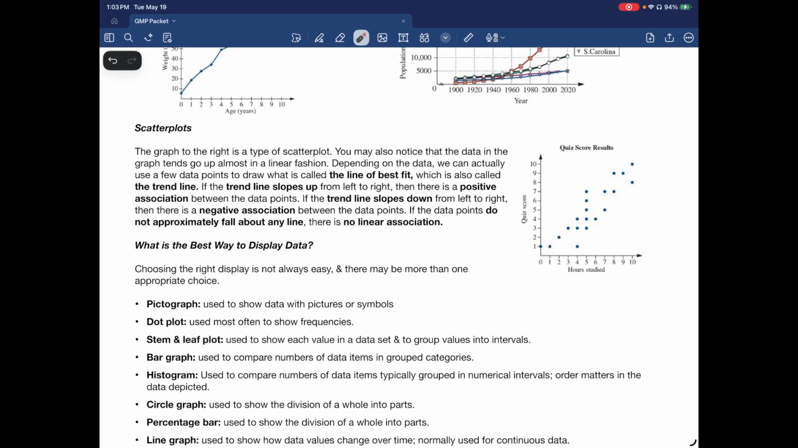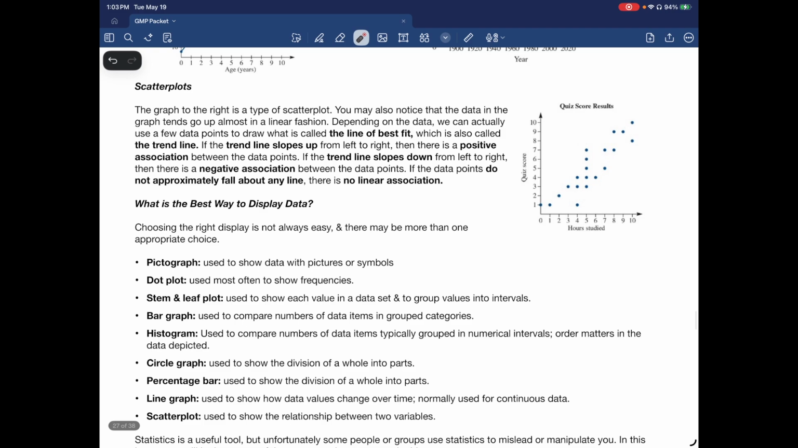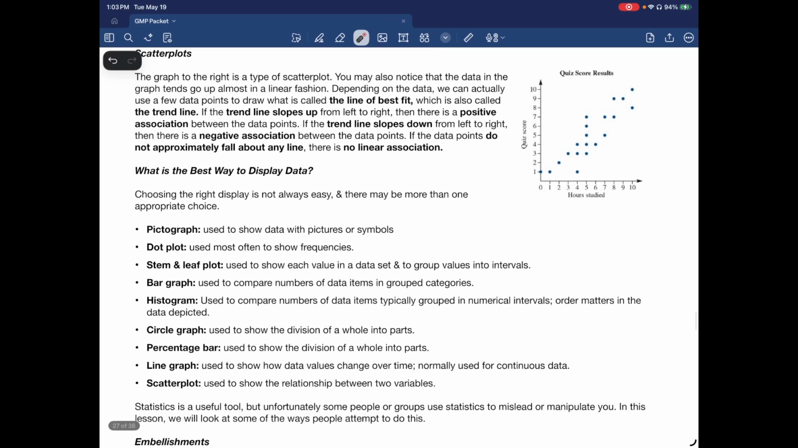All right, if the trend line slopes up from left to right, then there is a positive association between the data points. If the trend line slopes down from left to right, there's a negative association. And if the data is all over the place, you may not be able to find any kind of linear association.